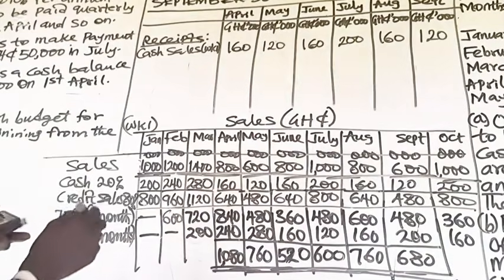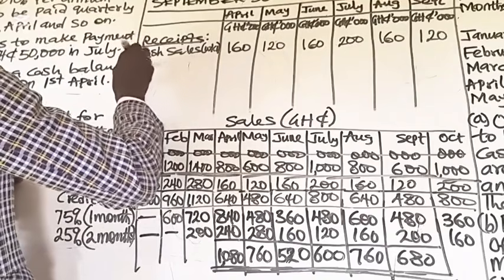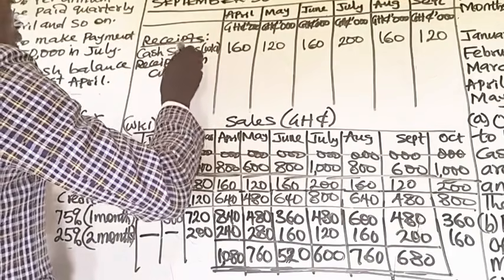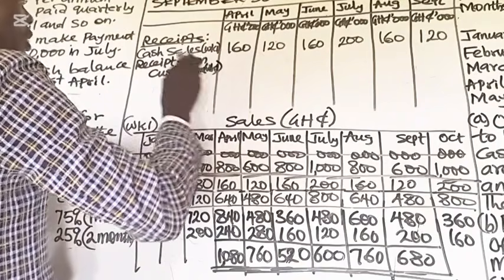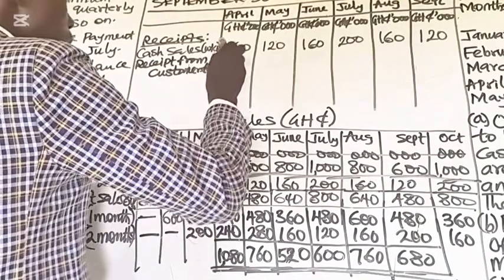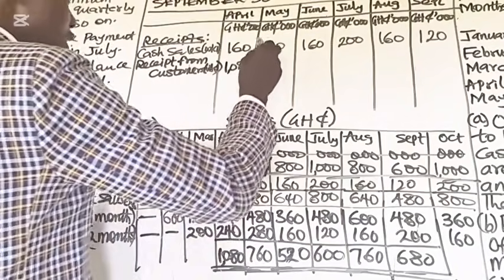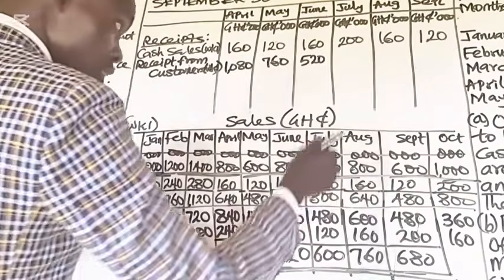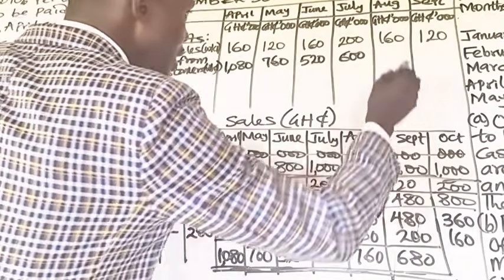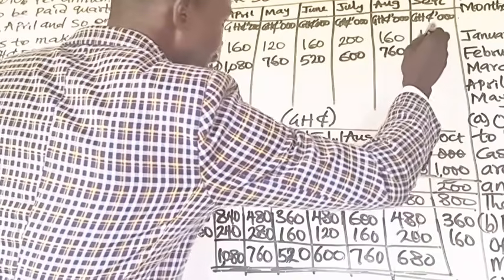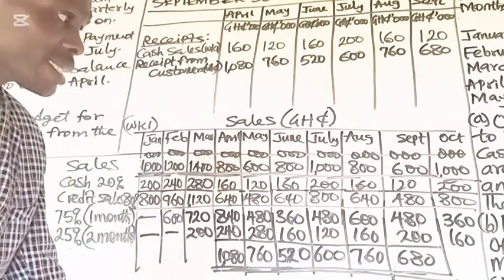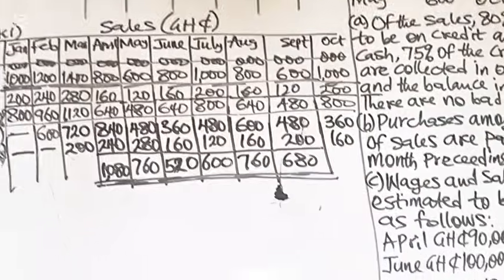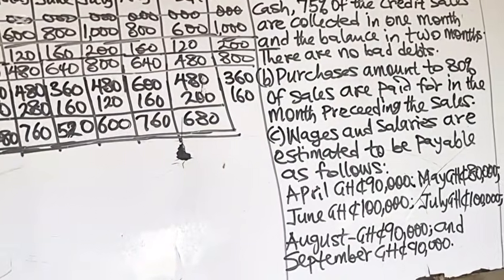Now, we can get the receipts from customers. It is still part of working one. So we have 1080, 760, 520, then 600, 760, and 680. Apart from sales, let's go through the other notes in order to ascertain if there are other items of receipts in the question.